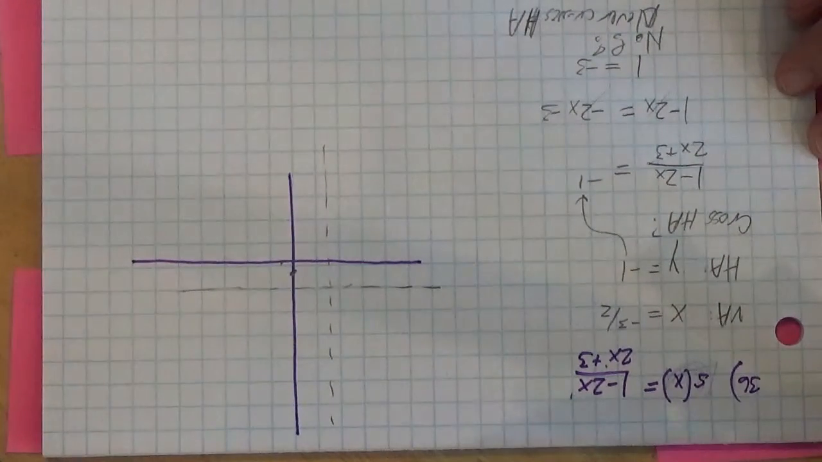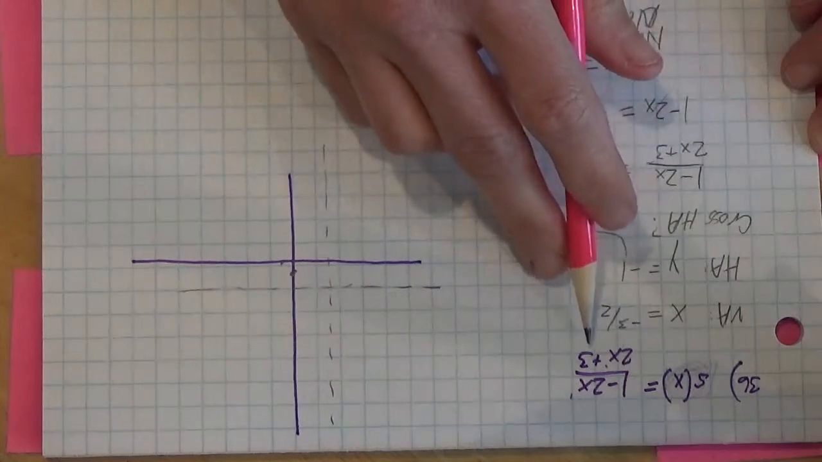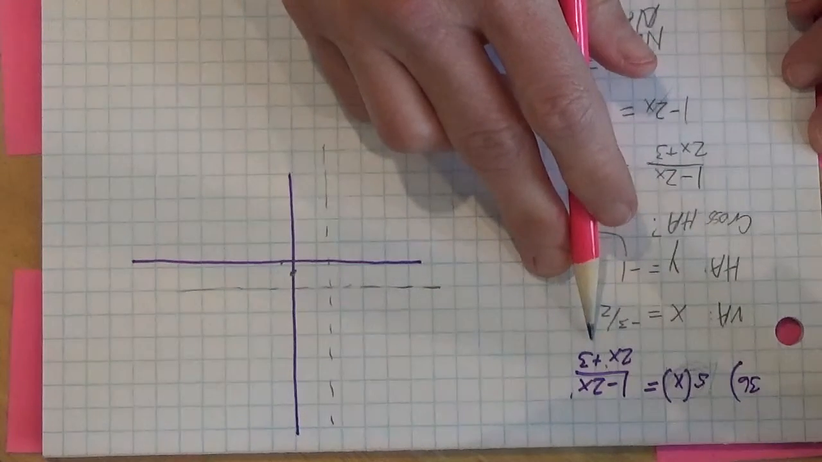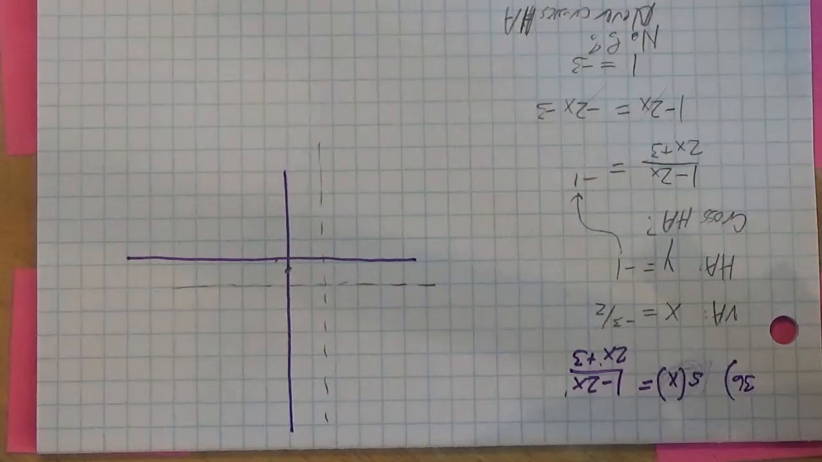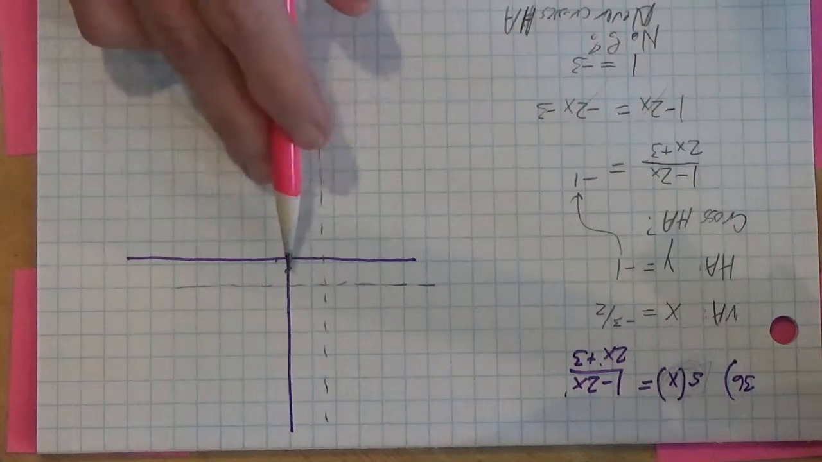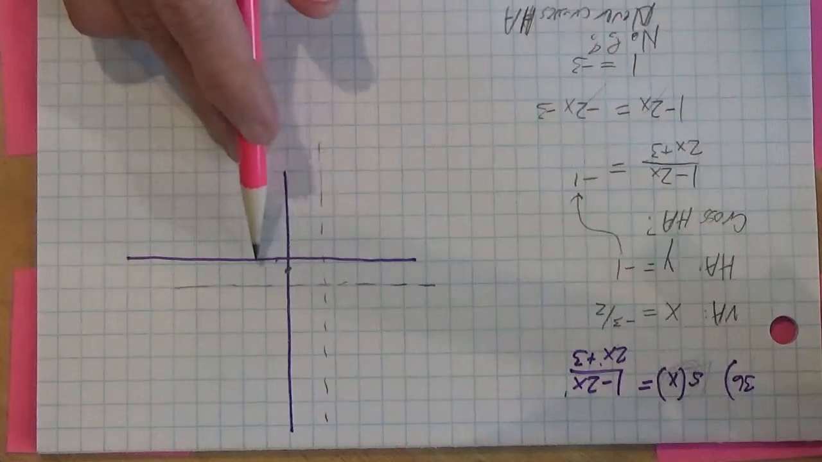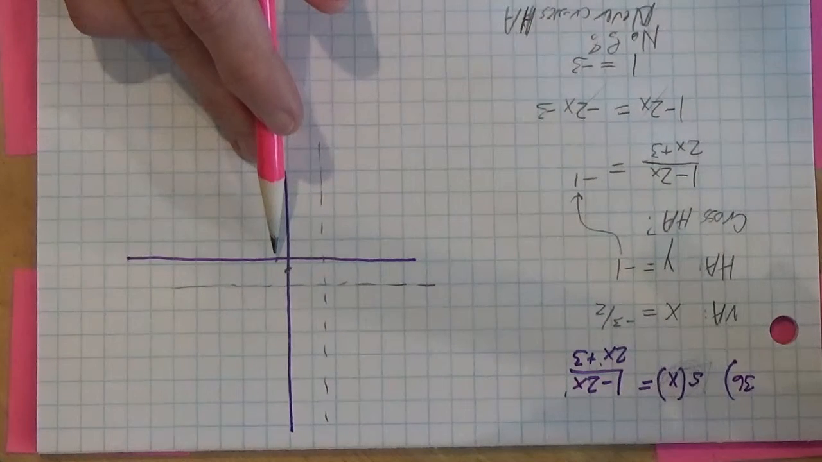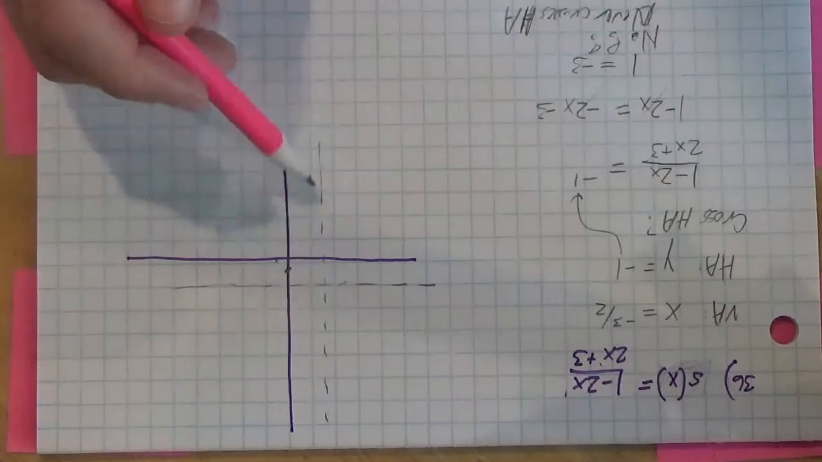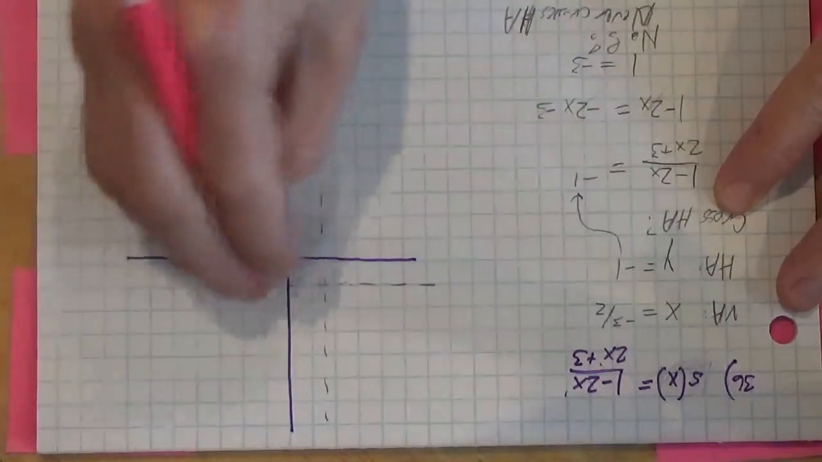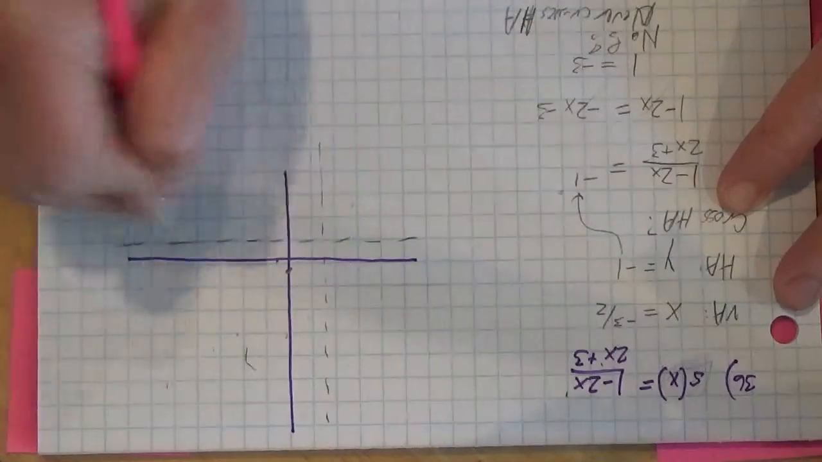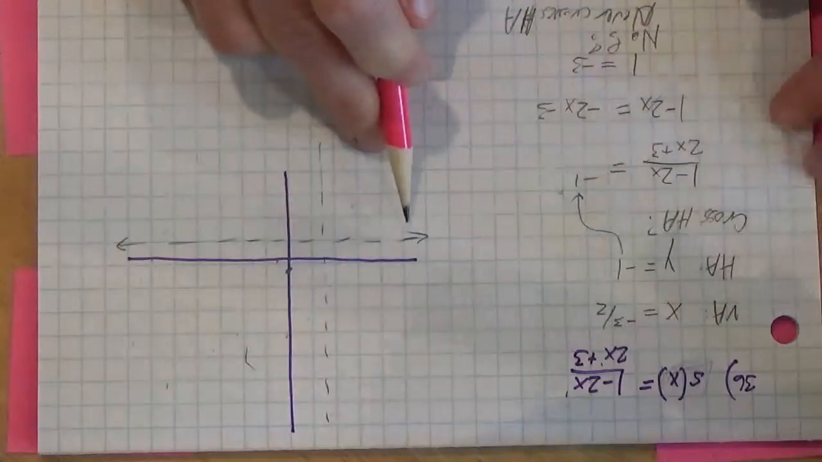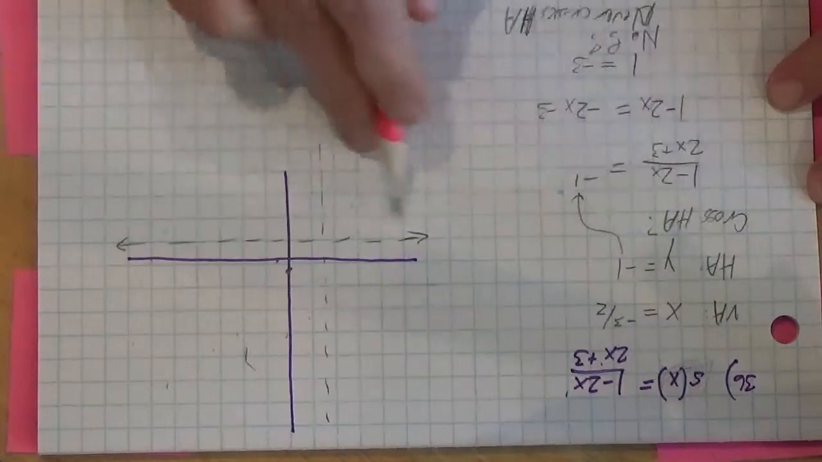X-intercept is 1/2. Y-intercept is 1/3. X-intercept is 1/2. Oh, the horizontal is supposed to be y is -1. Ugh. See if I can do one of these without making a mistake. There we go. So my horizontal was supposed to be y equals -1.